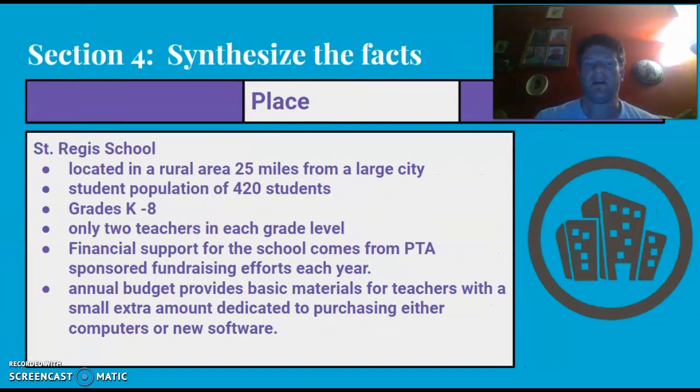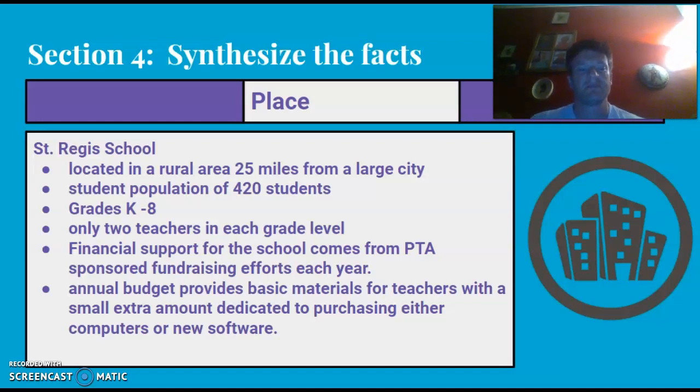As far as the place goes, this whole case takes place in St. Regis School, which is in a rural area that is 25 miles away from any large city. It has a student population of 420 students. It has grades kindergarten through 8th grade. There's only 2 teachers in each grade level. The school gains financial support from PTA-sponsored fundraising events each year. And the annual budget is only enough to provide teachers with basic materials, and there's a small amount of money left over to purchase new computers or new software.